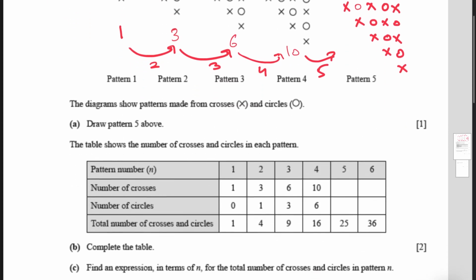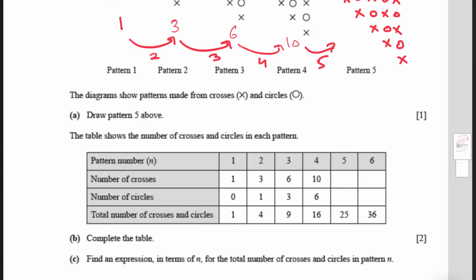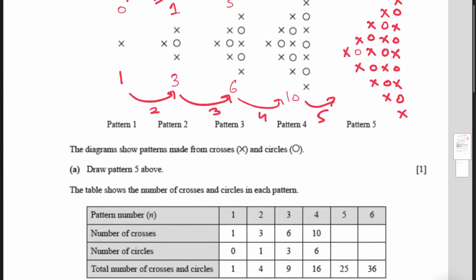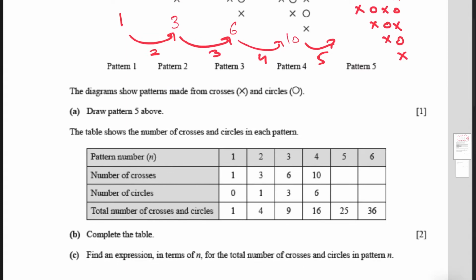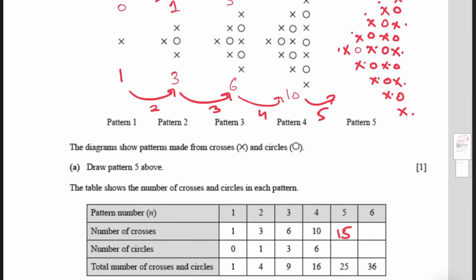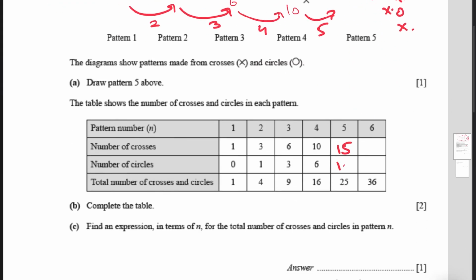Okay, let's do the next part. The table shows the number of crosses and circles in each pattern. Pattern number 1, 2, 3, 4, 5, 6. Number of crosses, number of circles, they have given us all the way up to pattern number 4, and the total number of crosses and circles are mentioned at the bottom of this table. So for the number of crosses for the 5th pattern, as we established, there were 15 of them. Right? We can even count them. 1, 2, 3, 4, 5, 6, 7, 8, 9, 10, 11, 12, 13, 14, 15. Okay. And for the number of circles, of course, there are 10. So you write 10 over here.